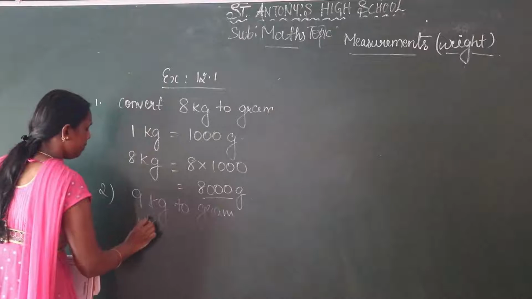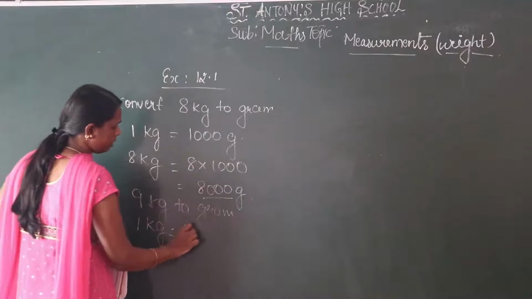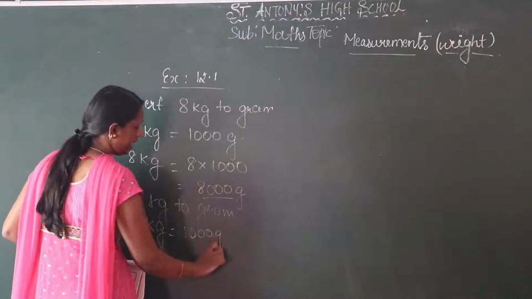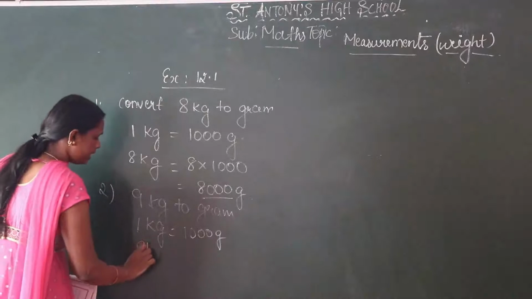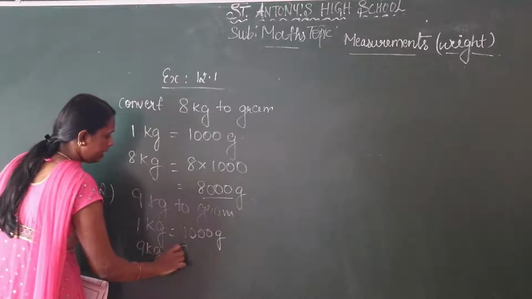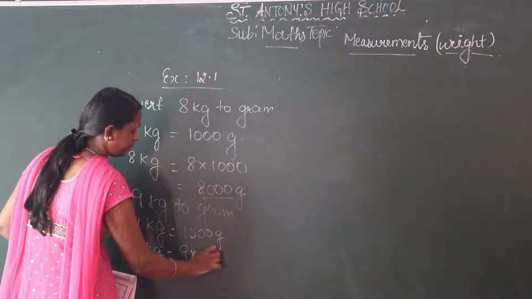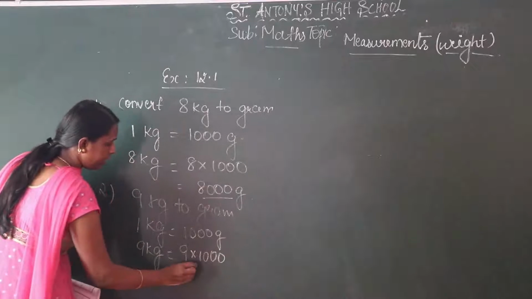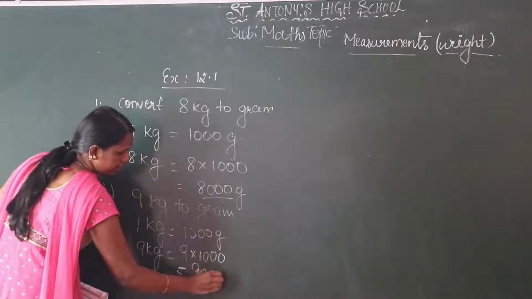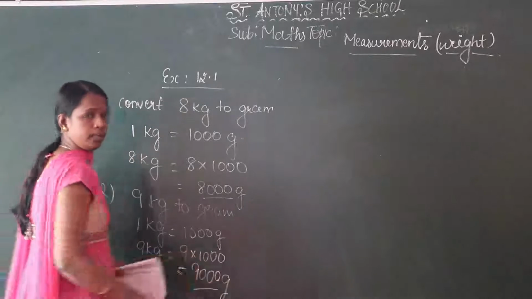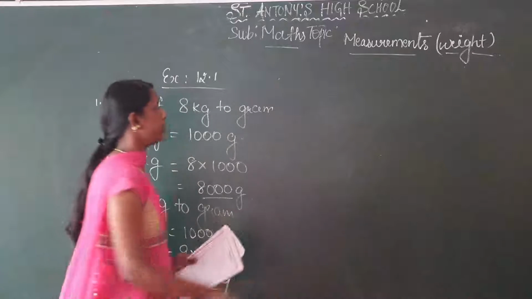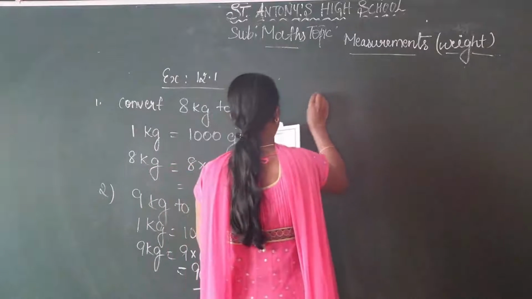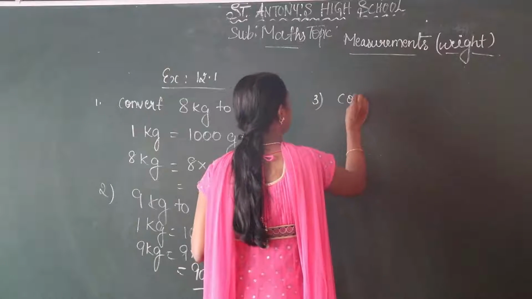Second one, 9 kg. You know that 1 kg is equal to how much? 1000 grams. 9 kg is equal to 9 into 1000. You get 9000 grams. 9000 grams.